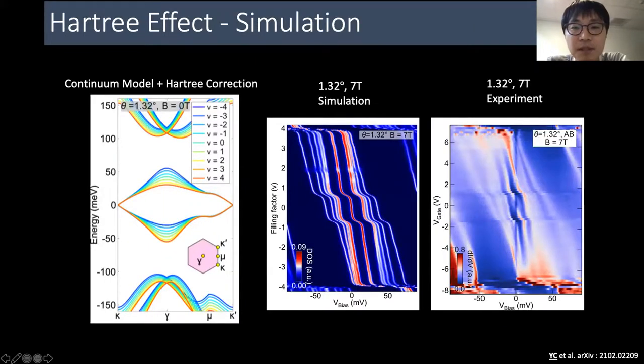So we implemented this Hartree correction in our model and added a magnetic field. This simulation result also captures this changing of the separation, and it nicely matches with the experiment.